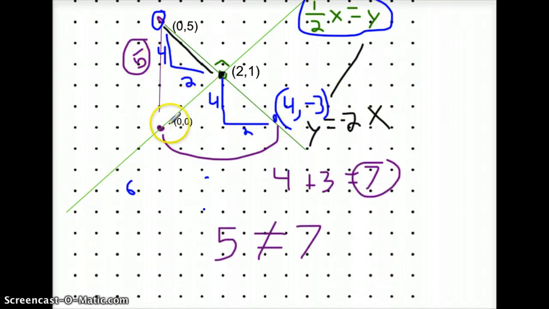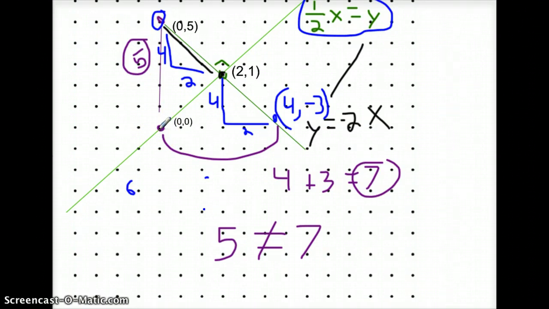Now I want to look at the distance from my old points. Now this point right here, (0, 0), is the reflection of its point (0, 0) through this line. So this point stays the same. So I already found the distance from point (0, 5) to (0, 0), that was 5. So now I want to find the distance between the reflections.